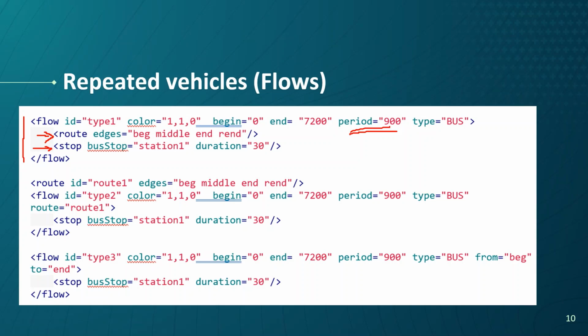The second example, the route definition is externalized, and then used in the flow. And in the third one, the route is defined within the flow, using the from and to attributes. And then a stop is defined within the flow.